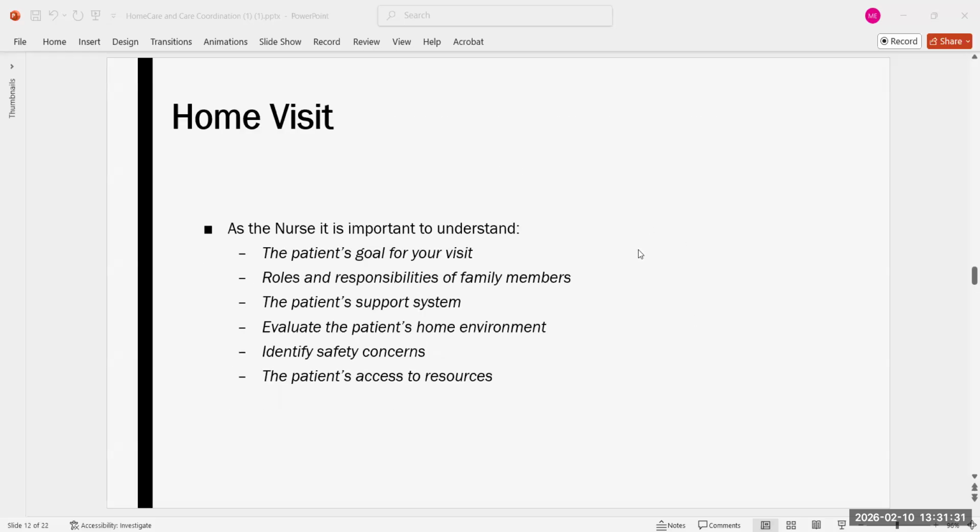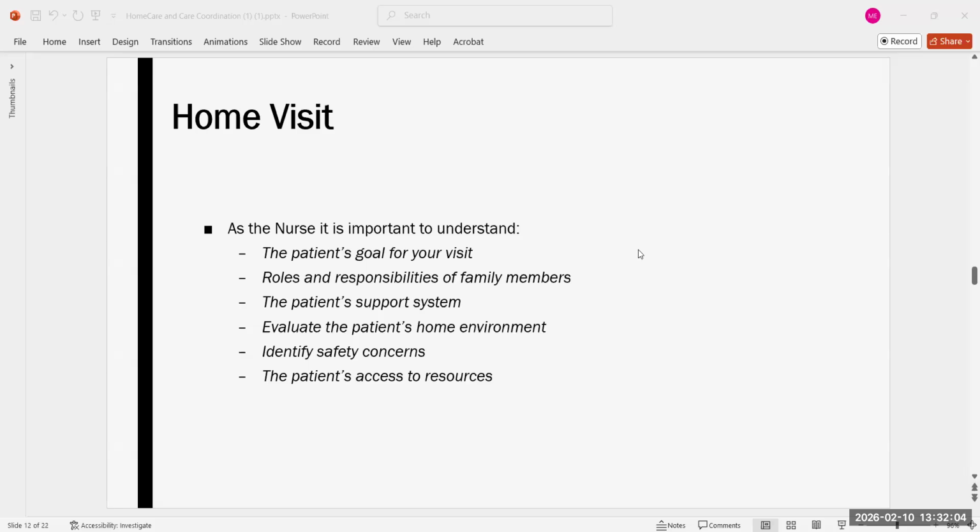When initiating a home visit, it's important for the nurse to understand what the patient's goals are. You have your own goals, but you want to have positive outcomes for your interactions, so you need to ensure that the patient's goals are understood. You want to know who is living with the patient, what their roles are, what their responsibilities are. When we evaluate the patient's home environment, safety is going to be a large piece for both yourself and the patient. And you want to understand, does the patient have access to appropriate resources?